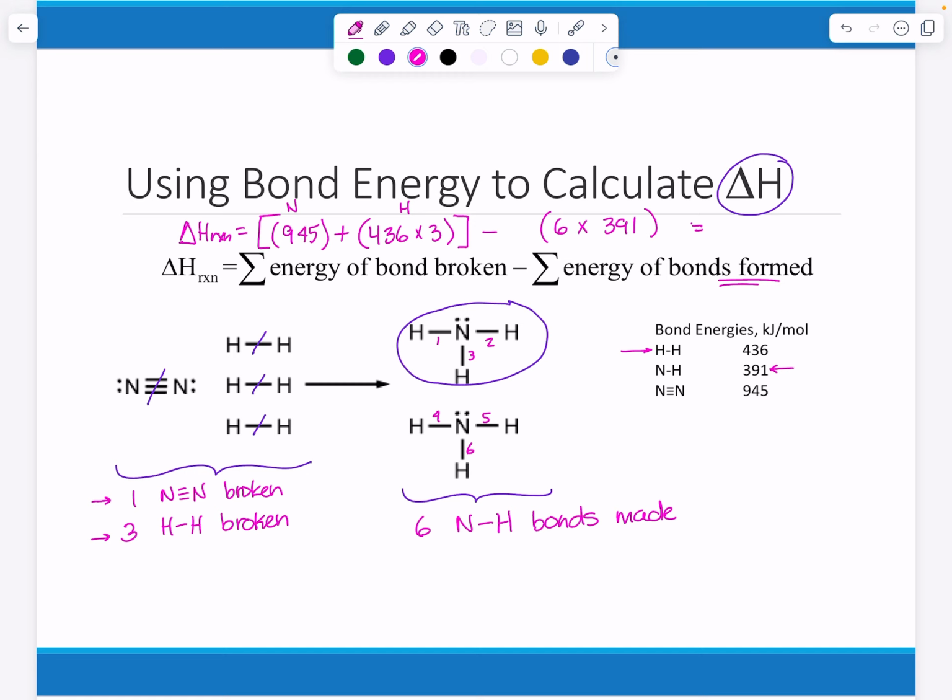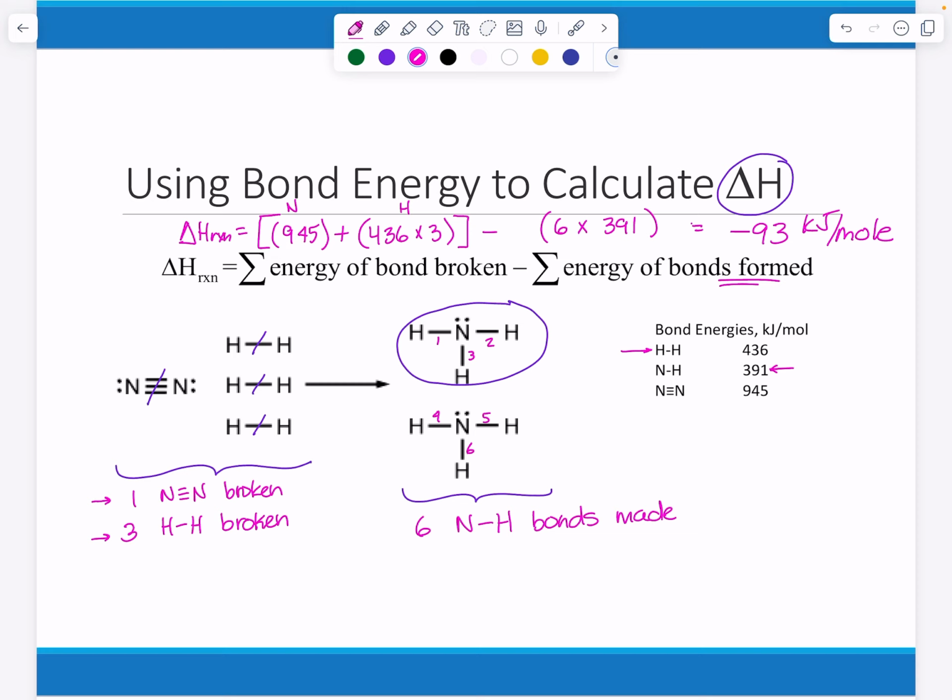Oops, I think I had a typo there. Let me just check my math one last time. 436 times 3 plus 945 minus 391 times 6. There we go. Minus 93. Minus 93 kilojoules per mole.